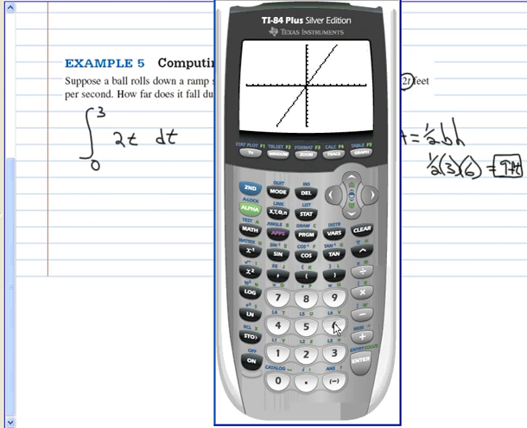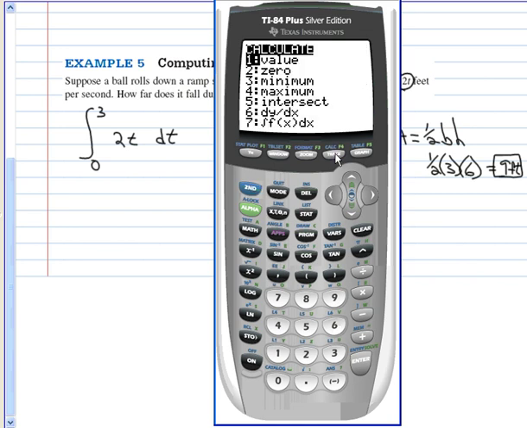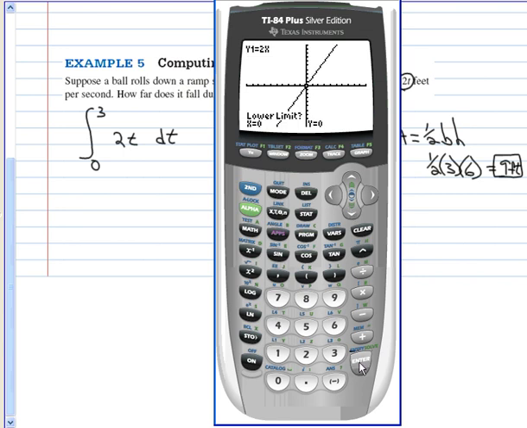We want to find the area under this between 0 and 3. Use your calculate up here under the graph above the trace. Second, calculate. And arrow down to choice number 7. And guess what you see? The integral of f of x with respect to x. We want to integrate this equation. So I'm going to say enter. Lower limit, where are we starting? We're starting at 0. Lower limit, enter. Upper limit, how far are we going? We're going to 3. Upper limit 3, enter.